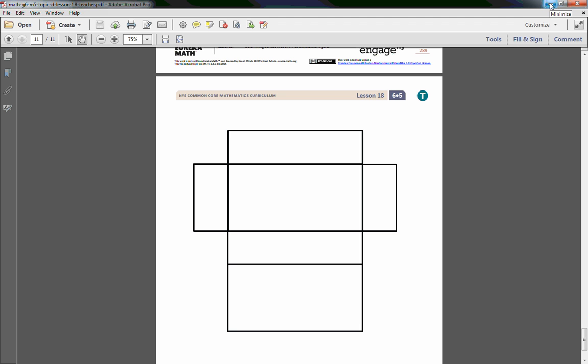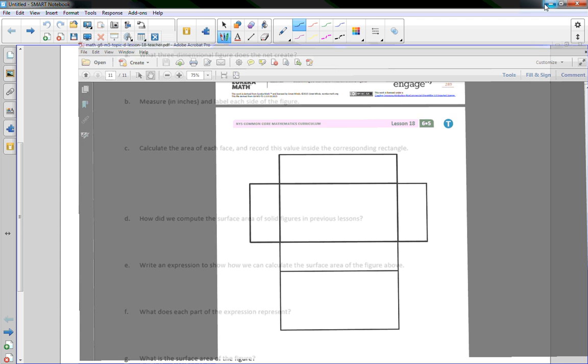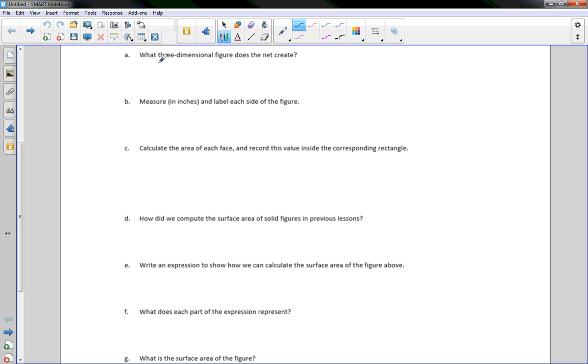Okay, so take a look at that. It is a rectangle, and they're all rectangles, just of different sizes. So we fold those all up, we create a rectangular prism. So that's the answer. A rectangular prism.